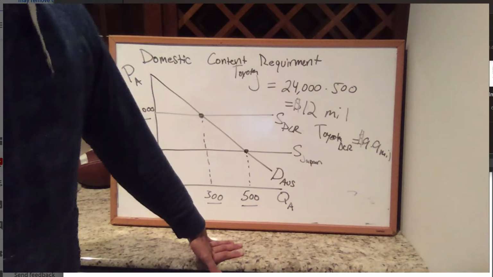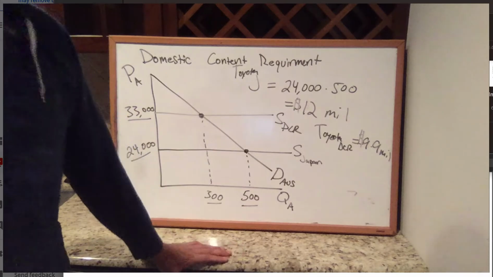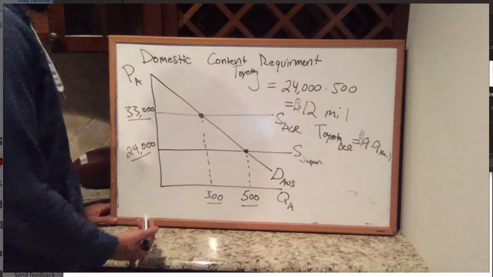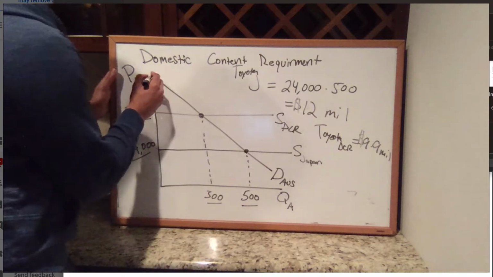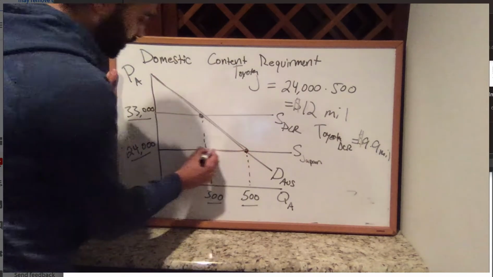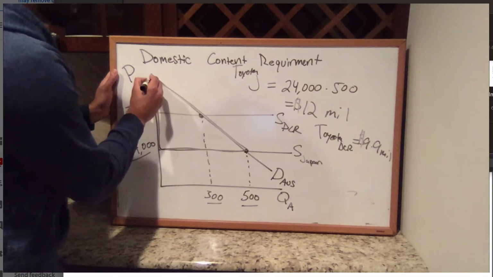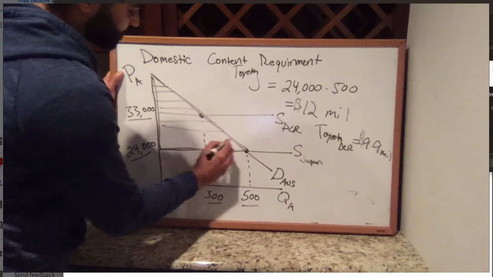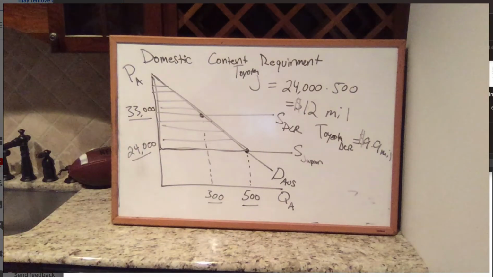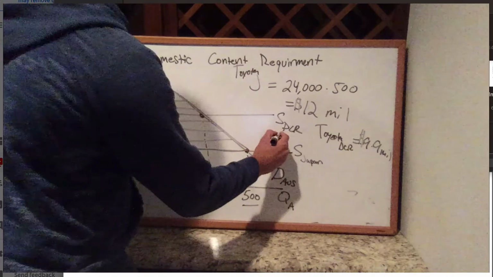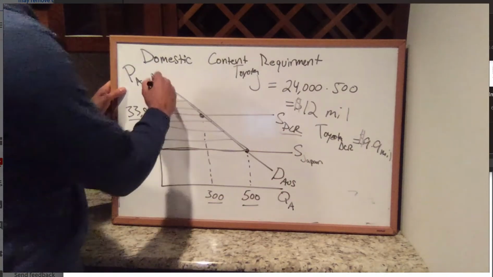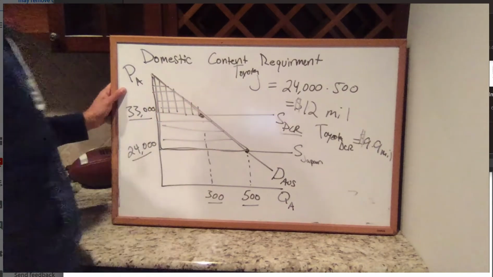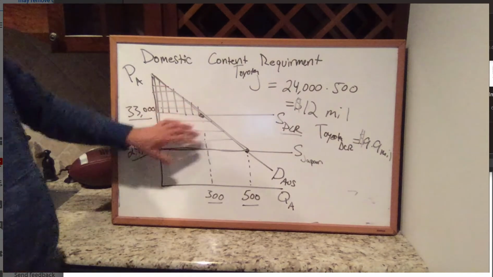Now there's a deadweight loss to this example as well. So if we just looked at consumer surplus originally, our original consumer surplus would be this triangle I'm outlining right now. So this triangle right here would be our consumer surplus. Now, when we added the DCR, our new consumer surplus is this portion right here. Now, this is what we lost.